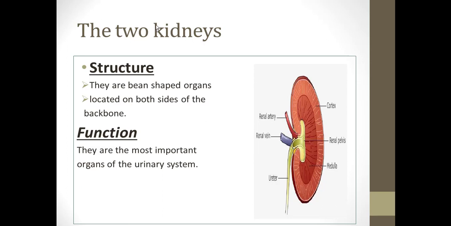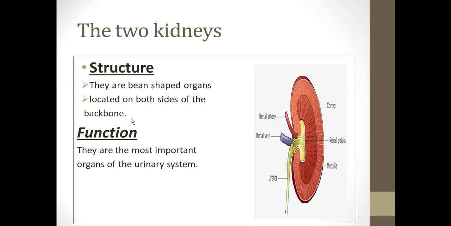The first organ and the most important organ in the urinary system is the kidney. Here is one kidney. The kidney looks like a bean, so its shape is bean-shaped. So the two kidneys are bean-shaped organs. They are located at both sides of the backbone. Here we can ask a question. Scientific term: a bean-shaped organ, kidney. And another one: the two kidneys are located on both sides of your backbone.